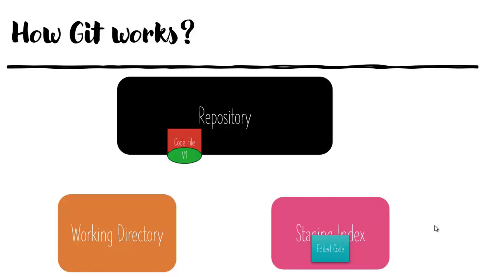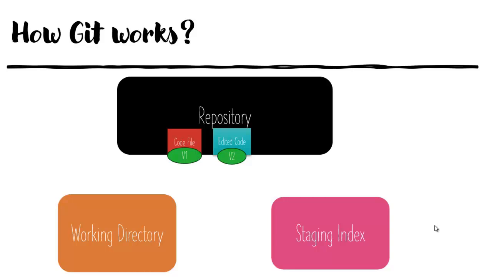Second step, commit the file. We have to save the updated snapshot of the file from the staging area to the repository, right? And let's call it snapshot2, means commit 2. In the terminology of Git and GitHub, we call it a commit.